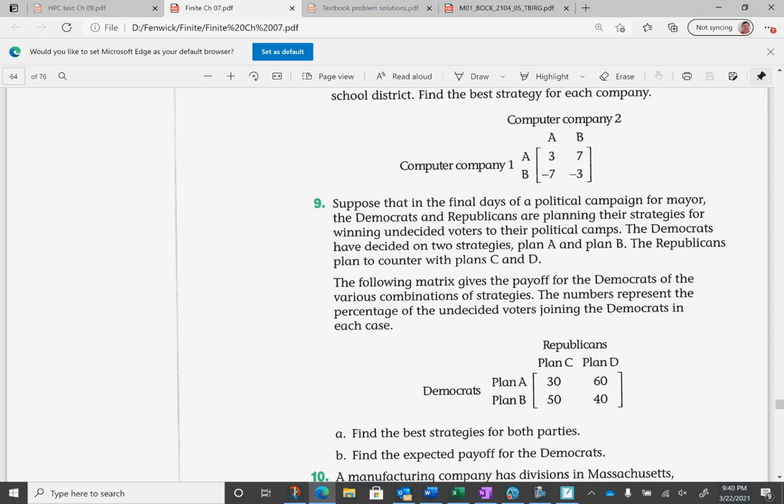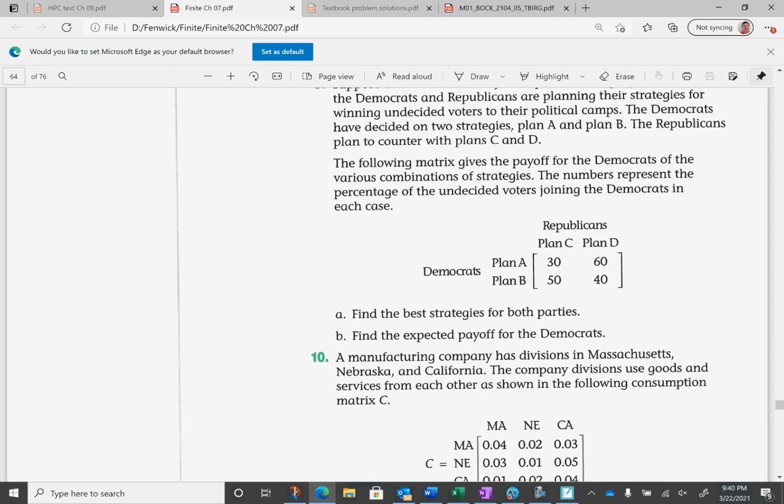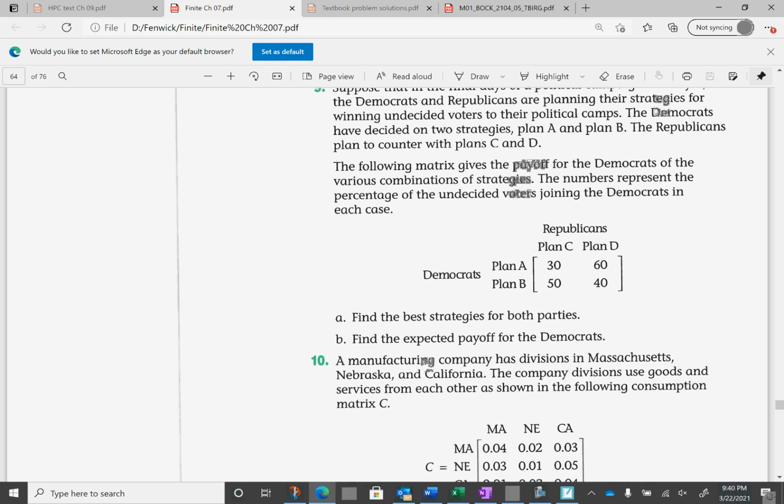Okay, if you're looking for a winning strategy here, well, hopefully you've got a bigger base then, because if you're only going to win 45% of the undecided voters, by my calculations, that's less than half. That is not going to turn out well.